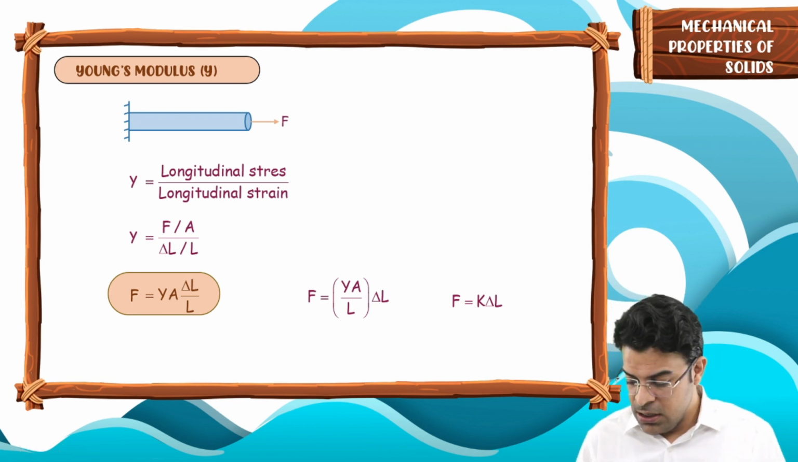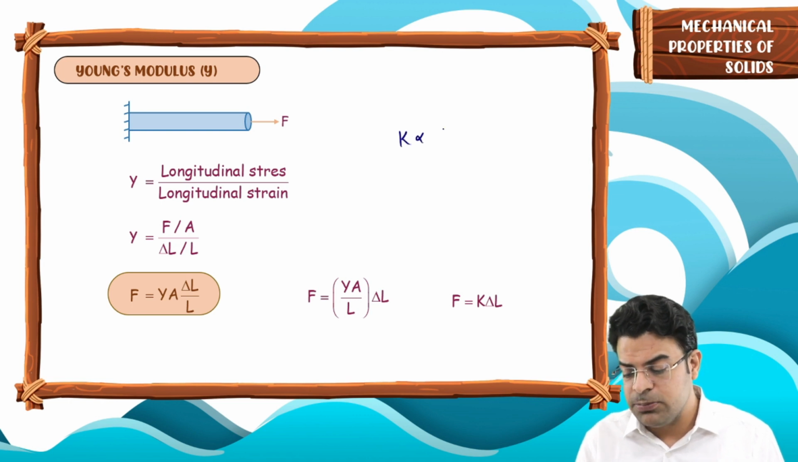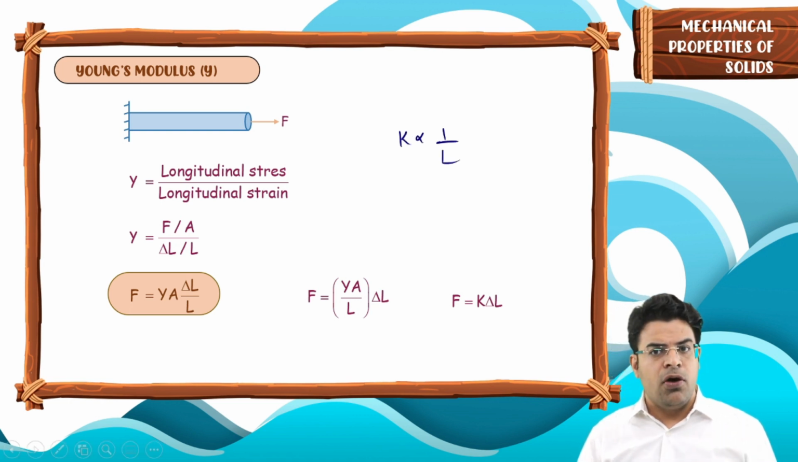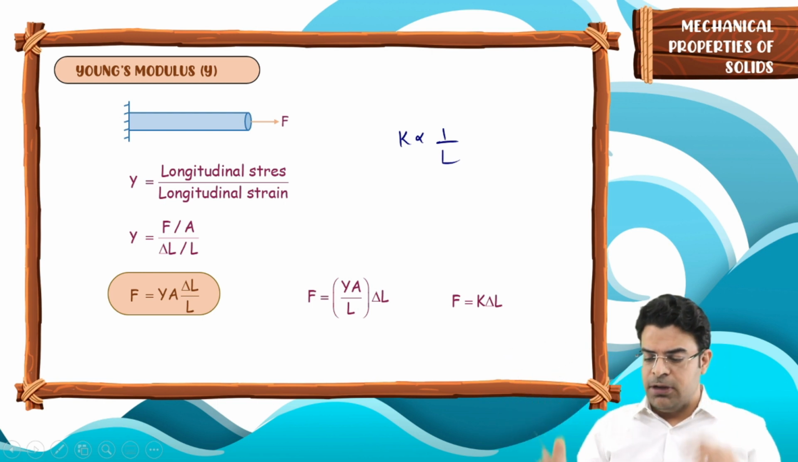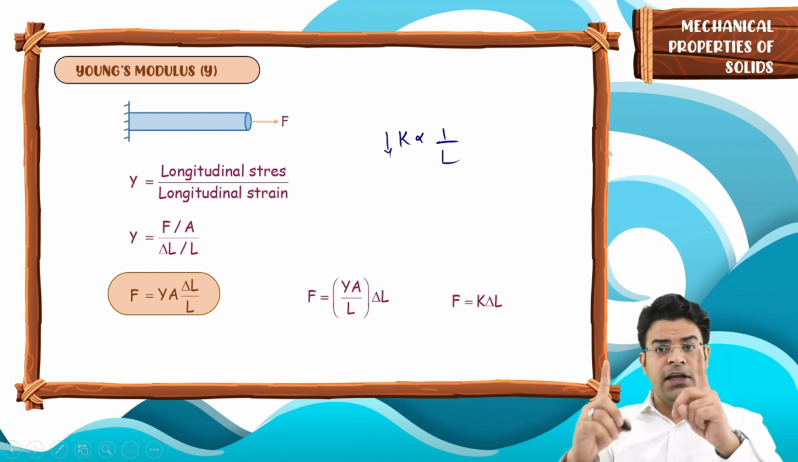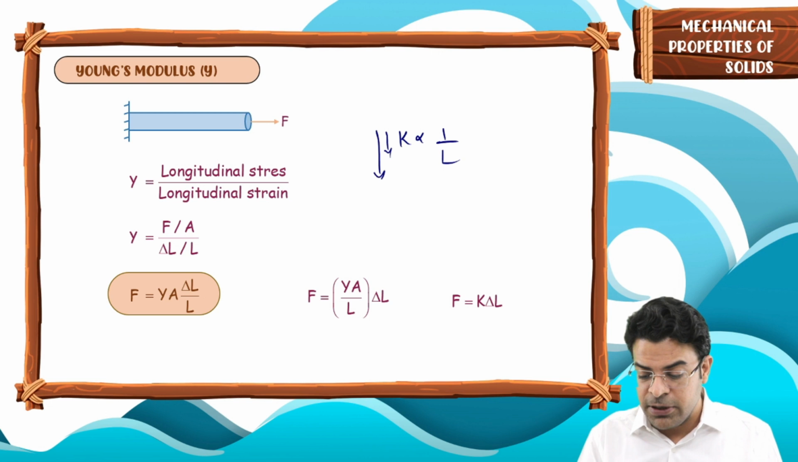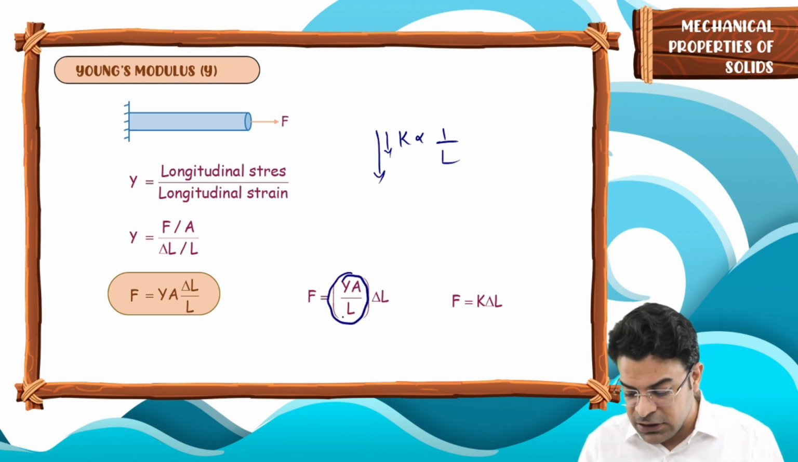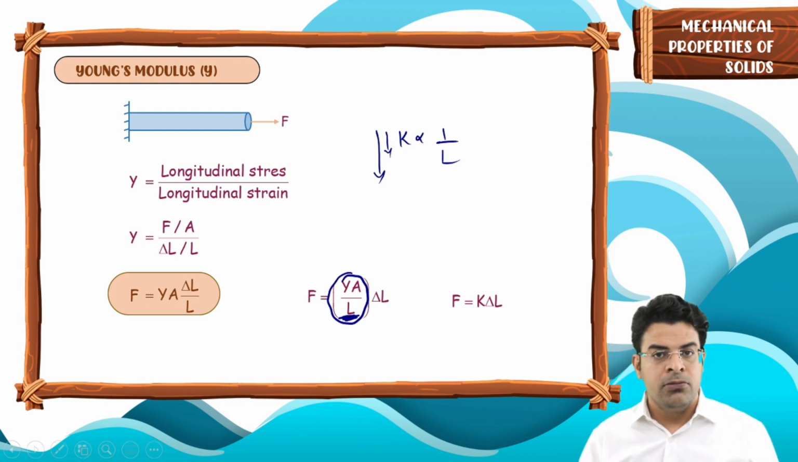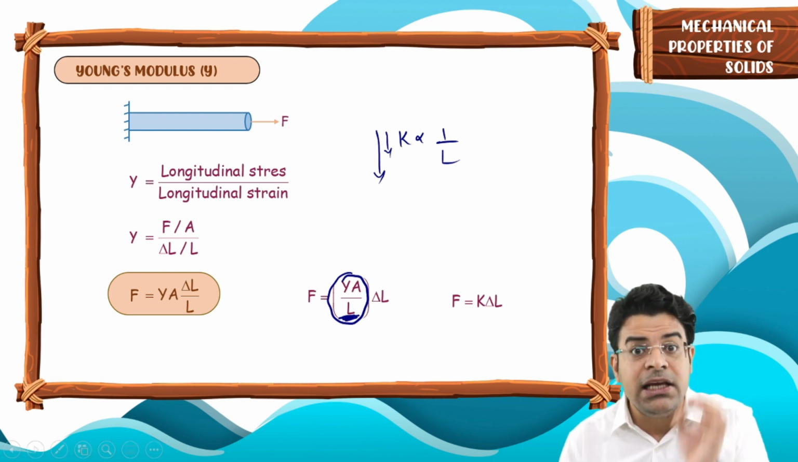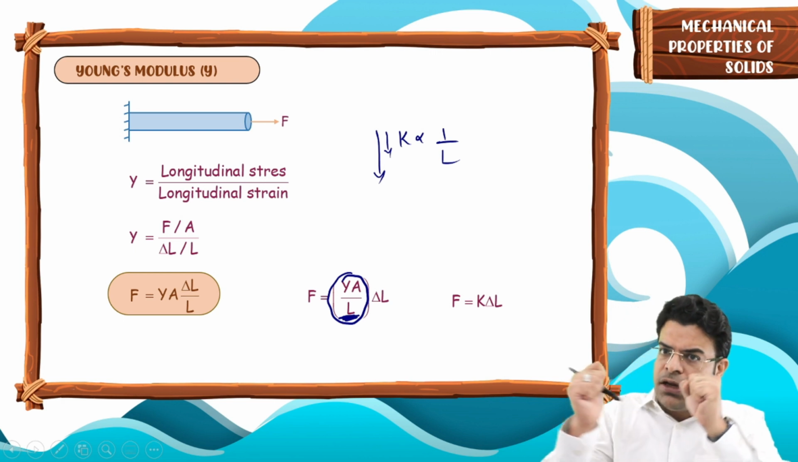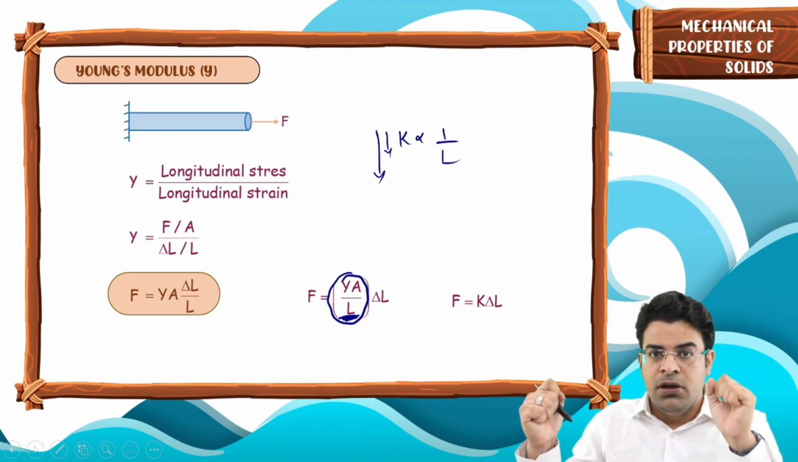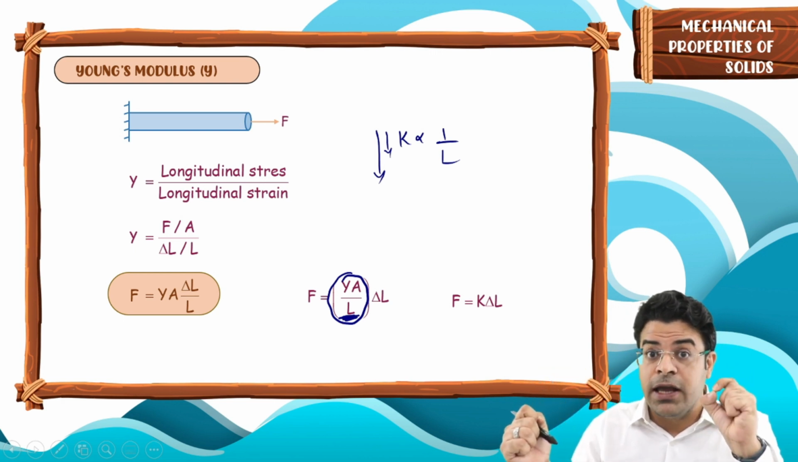First thing, the proportionality constant for a spring is inversely proportional to the length of the spring. If the length of the spring becomes double, the proportionality constant becomes half. If the length becomes triple, the proportionality constant becomes 1/3, right? Notice here also the proportionality constant is inversely proportional to length. K, which is YA by L, is inversely proportional to length. So the greater the length of the rod, the smaller the value of K, the proportionality constant.